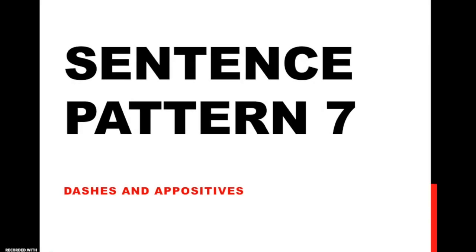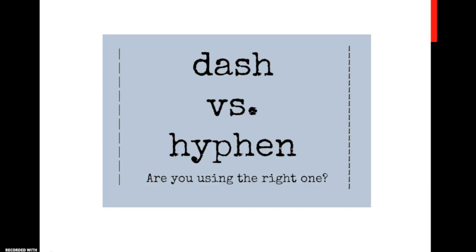Sentence Pattern 7, Dashes and Appositives. Before we begin, we need to get one thing straight, the difference between a dash and a hyphen.